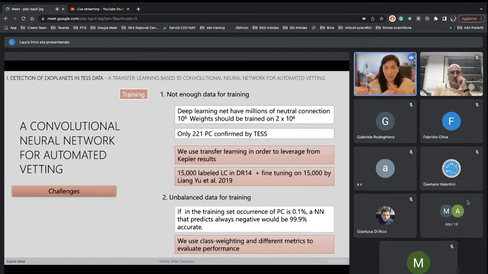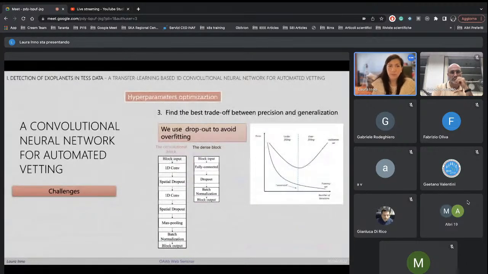So in order to deal with unbalanced data, and this is also something you can do in a different way, we chose to use class weighting, which will, let's say, rebalance the data. So another typical problem is how to do hyperparameter optimization.